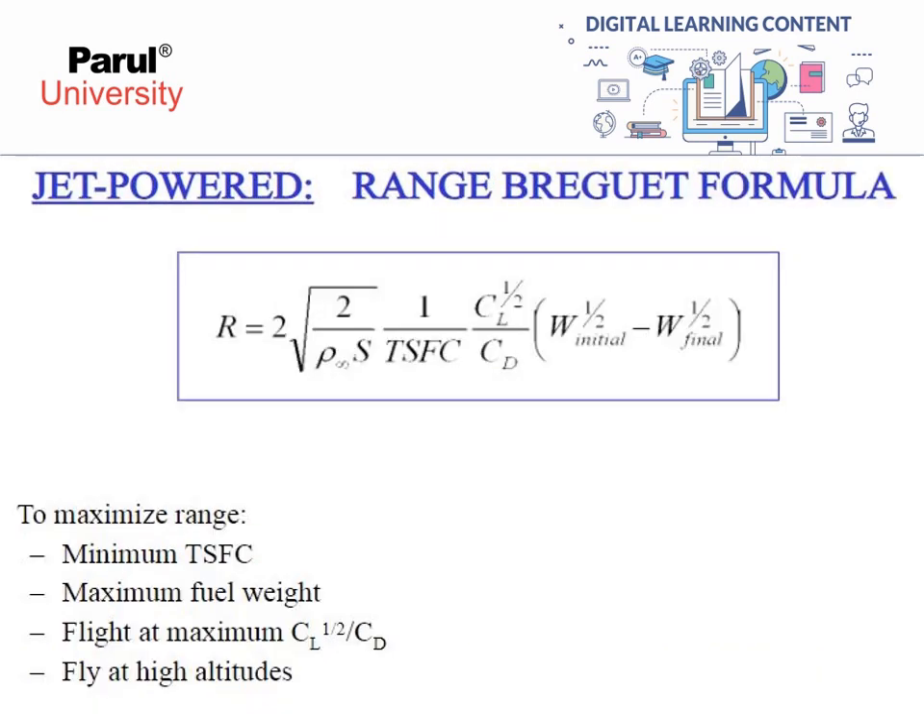Therefore, what is the range Breguet formula? Finally, range is equal to 2 into a square root of 2 upon rho infinity S into 1 upon TSFC into CL to the power 1/2 upon CD, in bracket W initial to the power 1/2 minus W final to the power 1/2. Now, maximum range for a jet engine depends on minimum TSFC, thrust specific fuel consumption, maximum fuel weight, flight at maximum CL to the power 1/2 upon CD, and flying at high altitude.